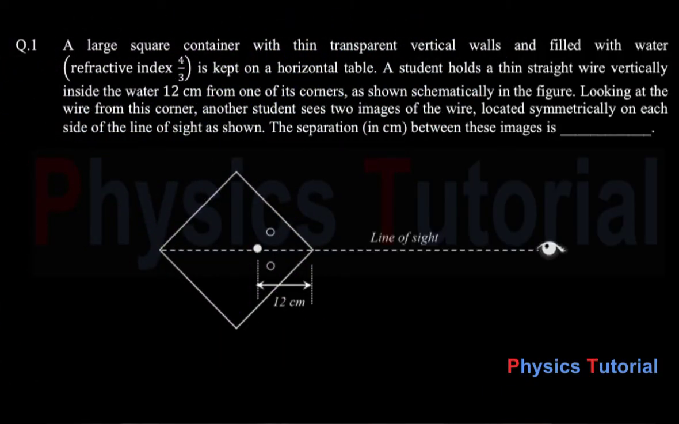Question number 1. A large square container with thin transparent vertical walls and filled with water, refractive index 4/3, is kept on a horizontal table. A student holds a thin straight wire vertically inside the water 12 cm from one of its corner as shown schematically in the figure. Looking at the wire from this corner, another student sees two images of the wire located symmetrically on each side of the line as shown. The separation in centimeters between these two images is.